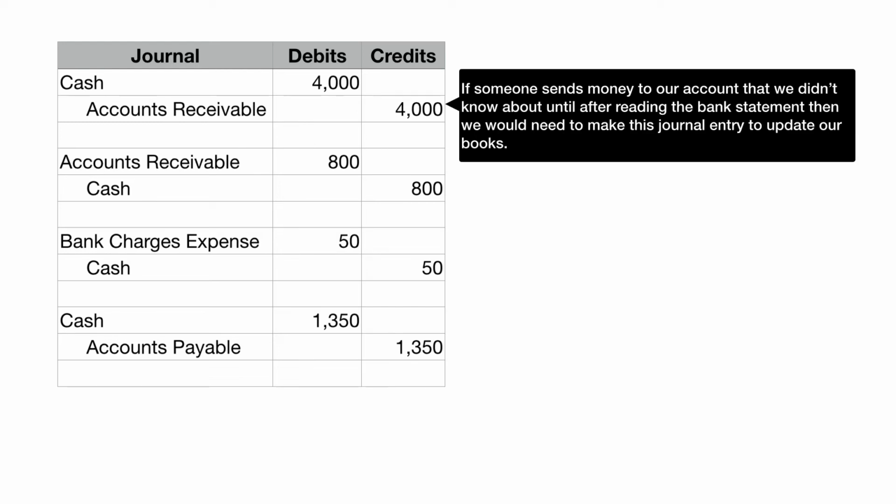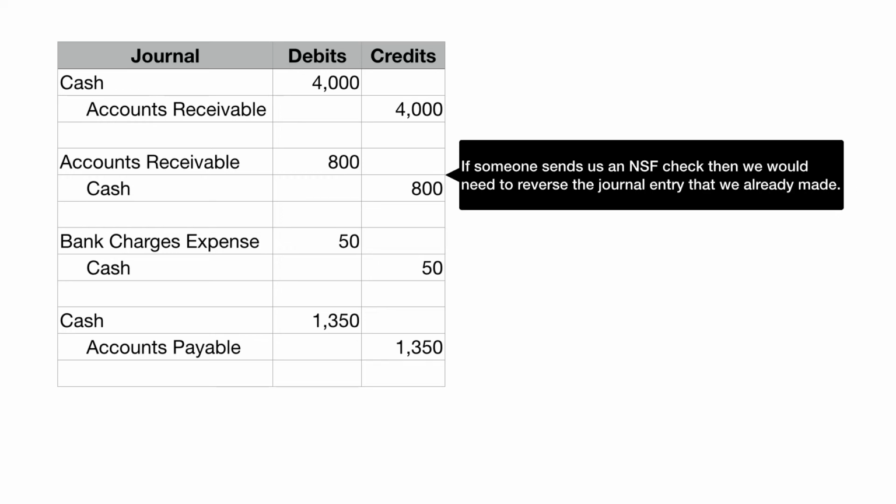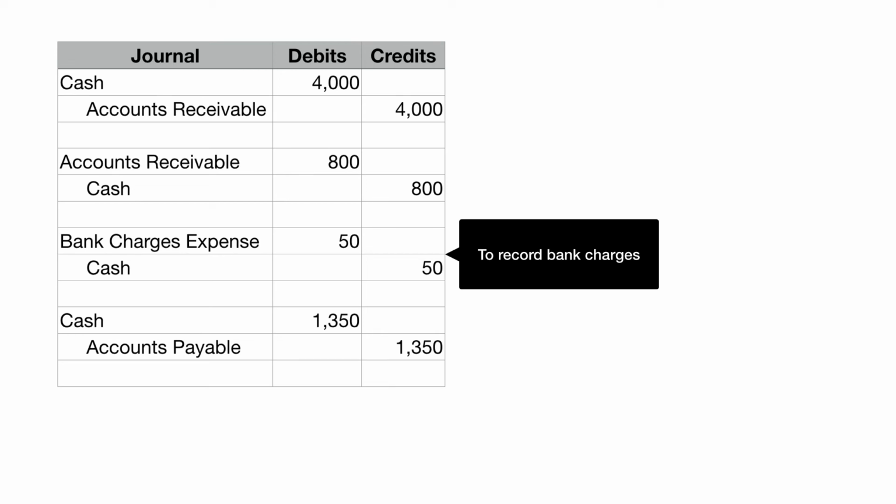If someone sends money to our account that we didn't know about until after reading the bank statement, then we would need to make this journal entry to update our books. If someone sends us an NSF check, then we would need to reverse the journal entry that we already made. We have to make this journal entry to record any ATM charges or wire transfer charges that we find on the bank statement that we didn't previously account for.